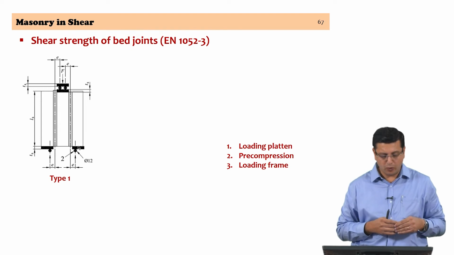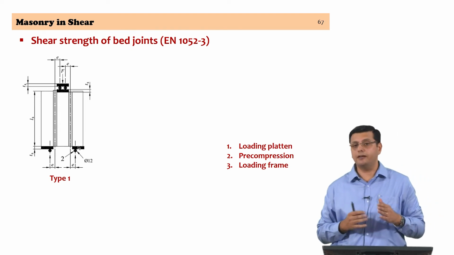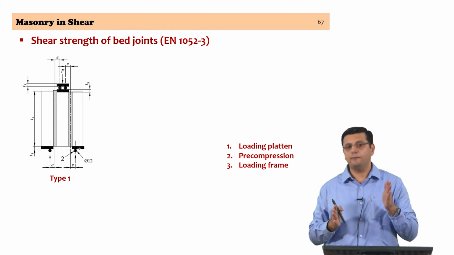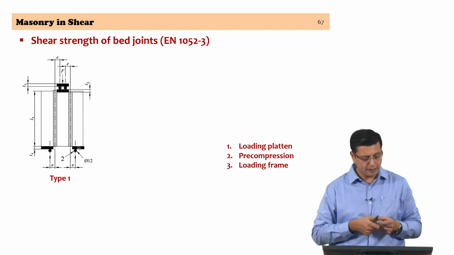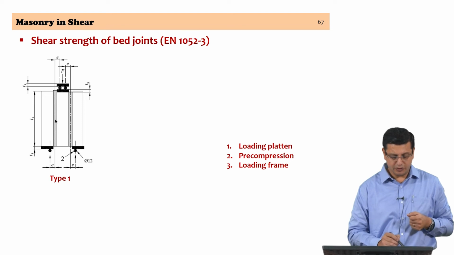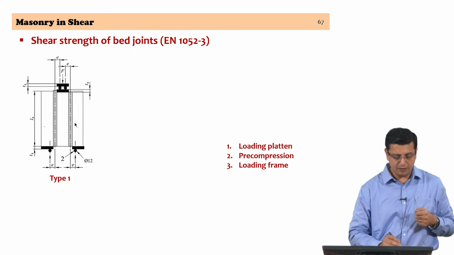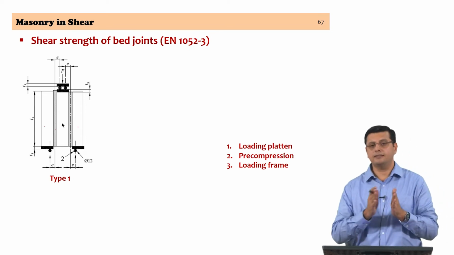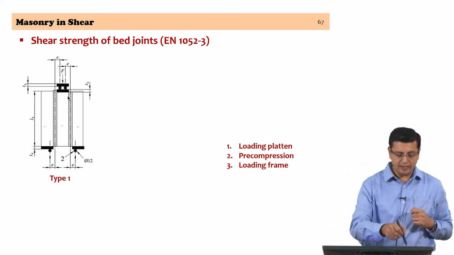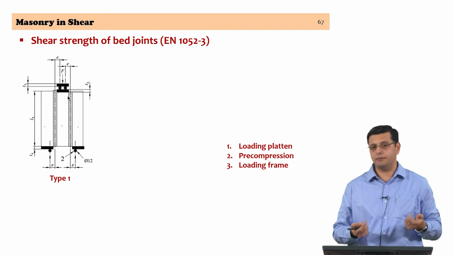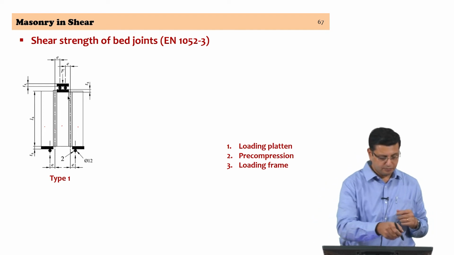There is this type 1 setup where you are basically looking at a triplet arrangement. There are 3 pieces of brick unit bonded by mortar. So, in grey you see the mortar joints, the 2 mortar joints which are going to be subjected to the shear loading, and the 3 pieces of brick units that is sitting with the mortar joints between them. And as you can see, a double shear test setup is what we are going to be using.